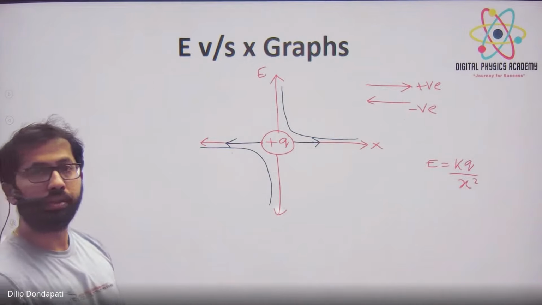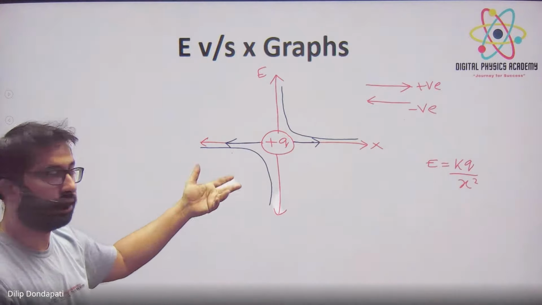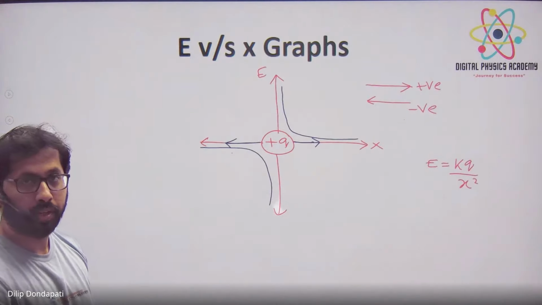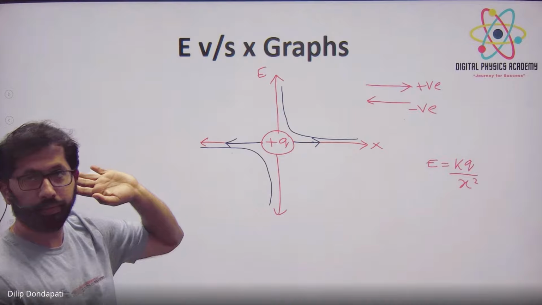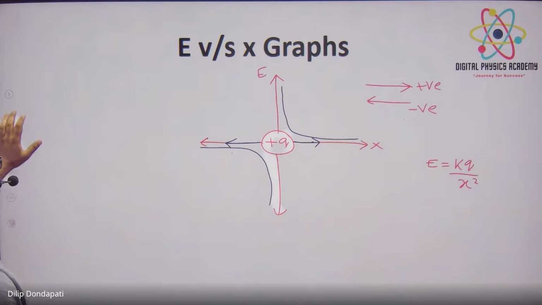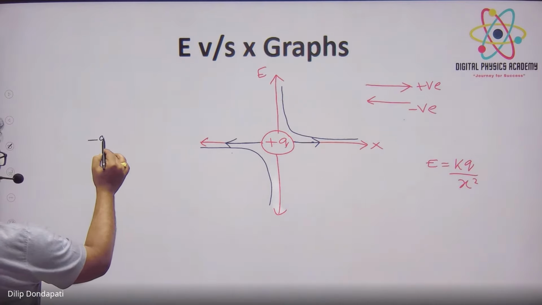So sometimes they ask which quadrant. They will give the graphs also. For this one, which quadrant? Some they will draw here, like this. So you should know. If you remember the sign conventions, you can draw anything. Now draw for negative charge. Draw minus Q.